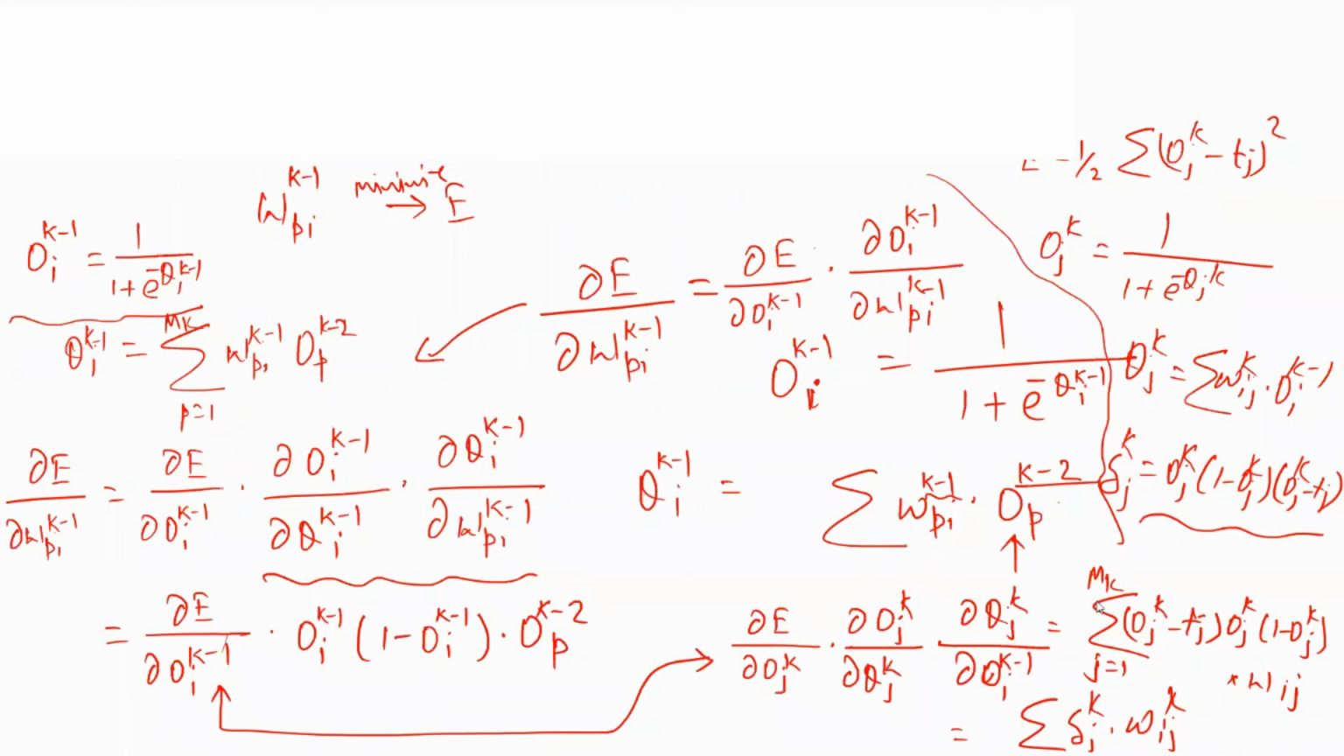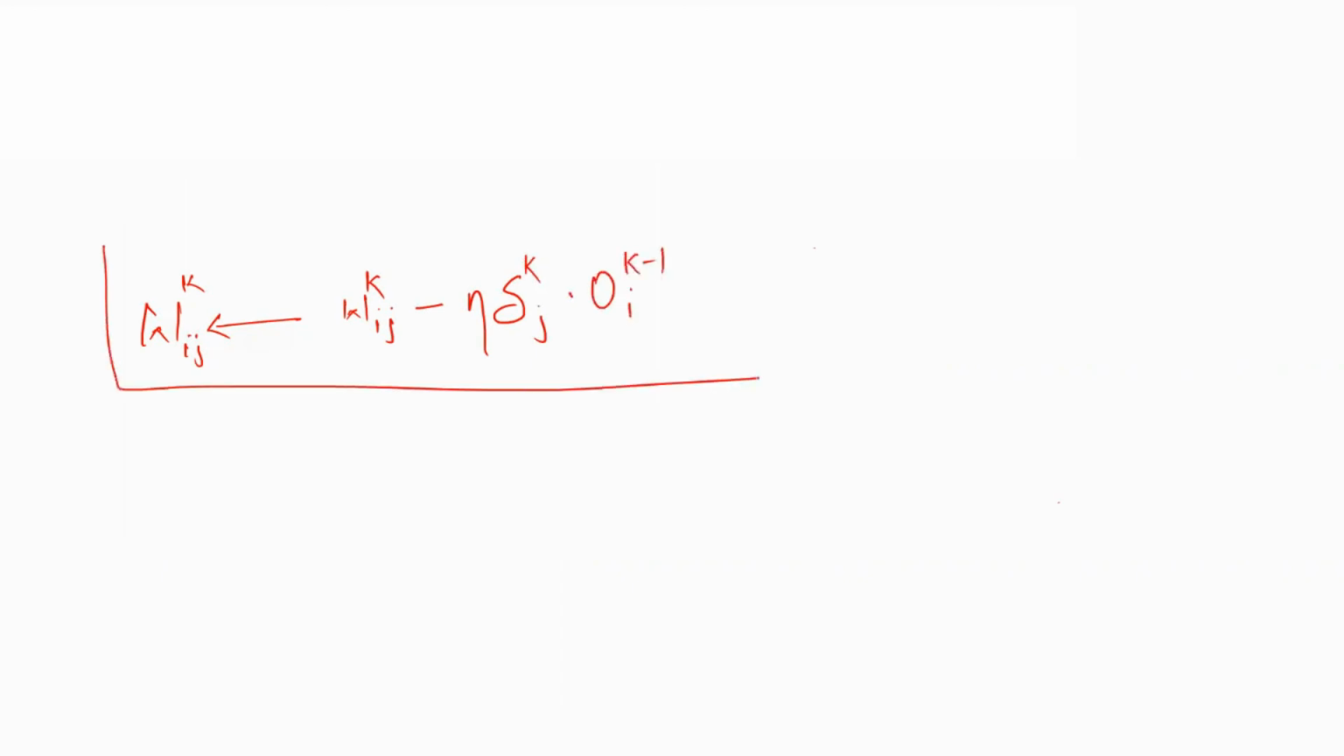So finally, what we can get from here is, for the hidden layer, the weight updation rule for the connection between the ith node and the jth node in the kth layer is given as the previous weight minus eta times this delta j k into o i k minus 1. This is just the formula for updating the weight in any hidden layer. If you want to expand it, you can expand it.